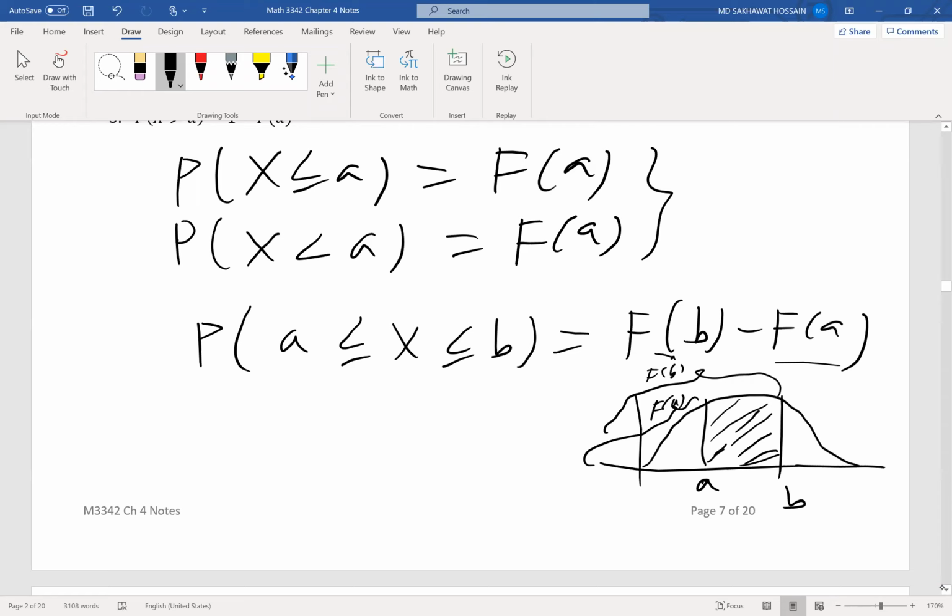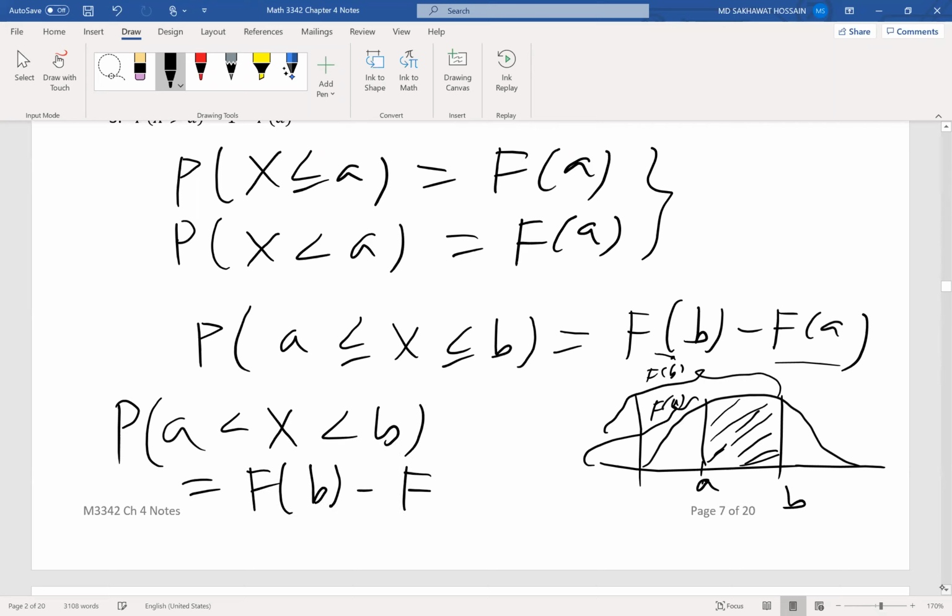So F(b) is giving you the area on the left side of b, and F(a) is giving you the area on the left side of a. So if you subtract the area on the left side of a from the total, then it will be the area between a and b. So that's why the probability of X between a and b is equal to F(b) minus F(a). And this is also the same as this area. This is also F(b) minus F(a).